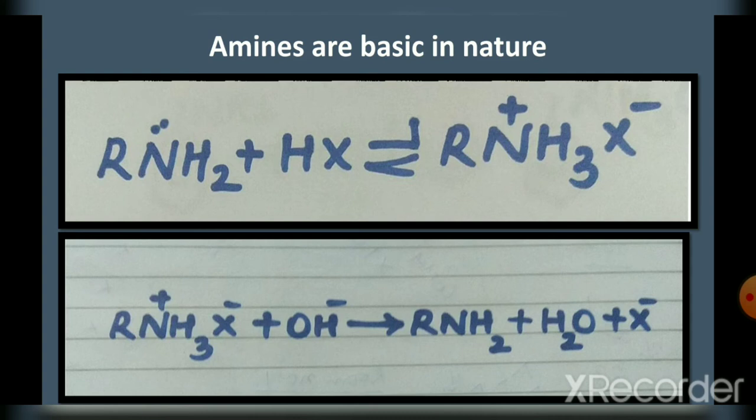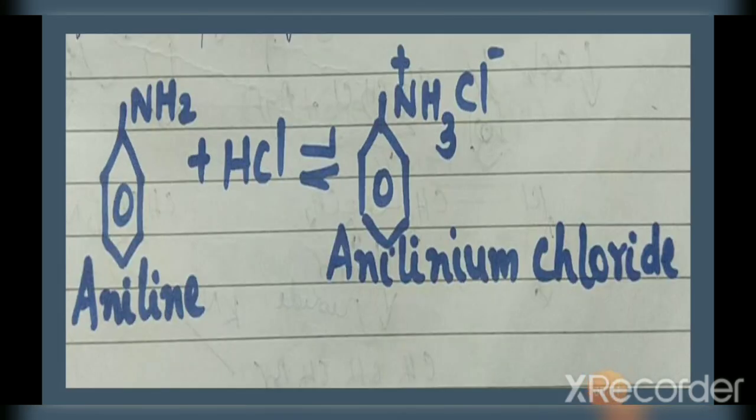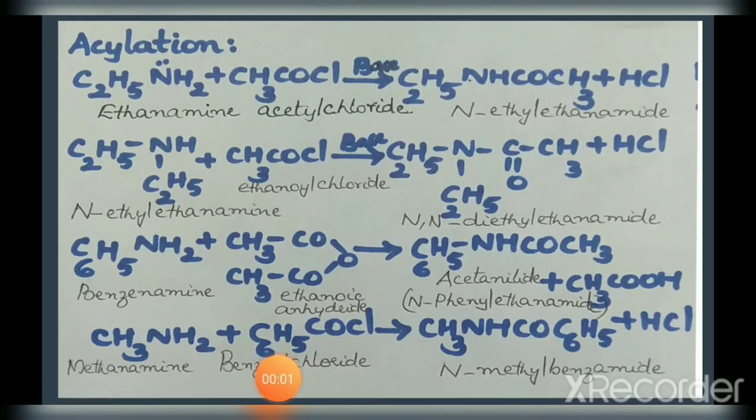In the case of an amine, the dissociation constant can be represented as Kb. If Kb is larger, the base will be stronger. pKb is equal to minus log of Kb. So if pKb value is lower, the base will be stronger. Aniline reacts with hydrochloric acid to form anilinium chloride. Next we shall discuss about the various reactions given by amines.